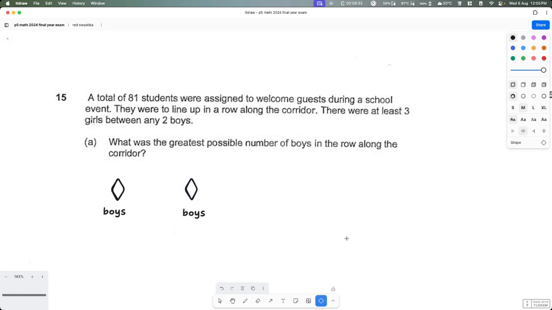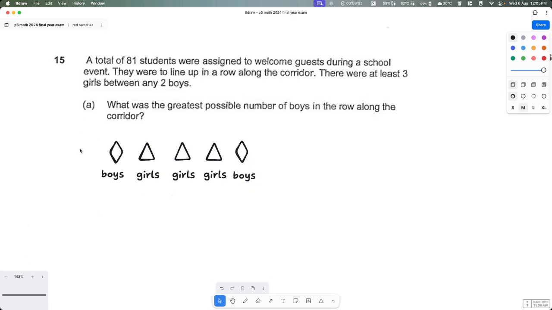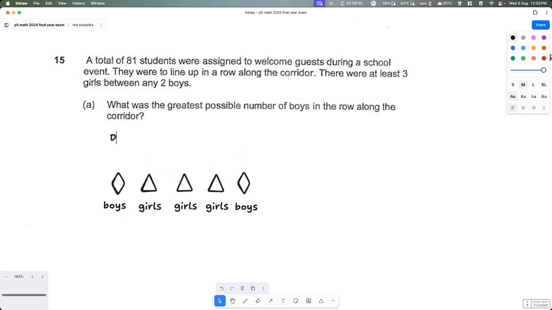So I'm going to draw something else, maybe a triangle, for the girls. So girls is a triangle. I'm going to write here girls like this. Move the girls like this, and then I'll just duplicate it. Girls, and then we have one more girl in between the boys. That's what you see over here. So this is like a pattern. So just draw the pattern.